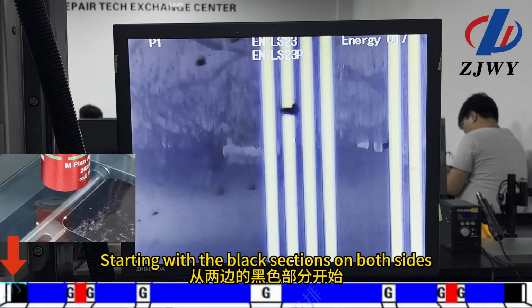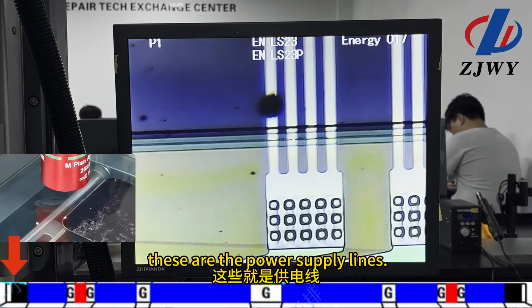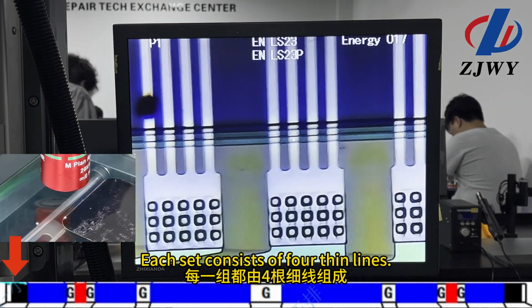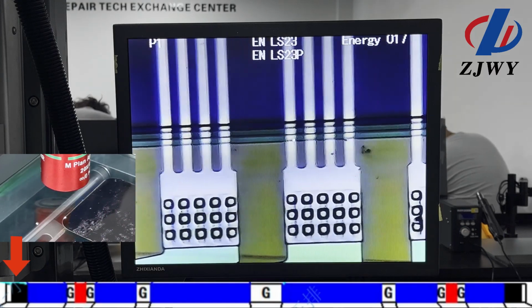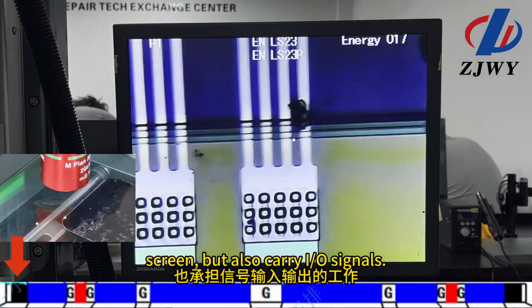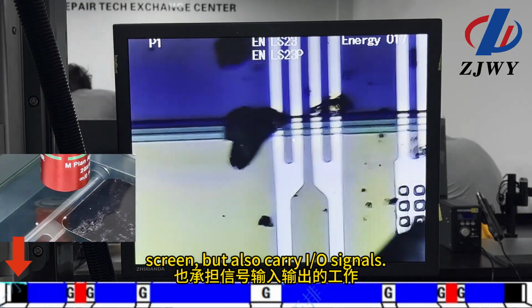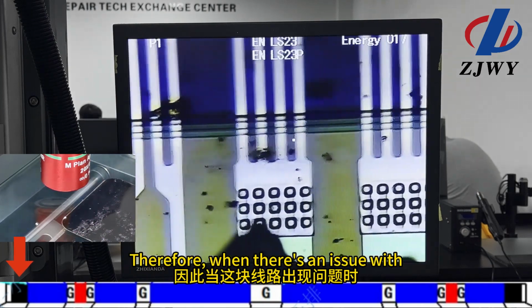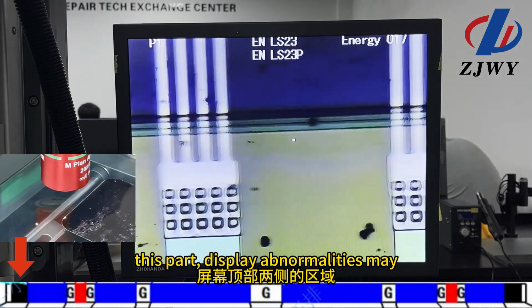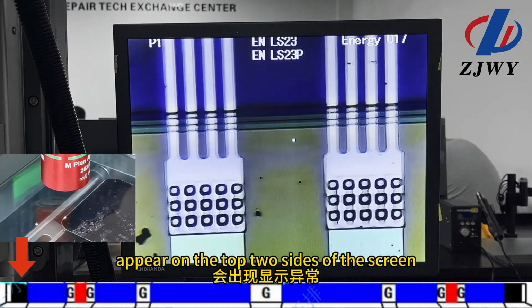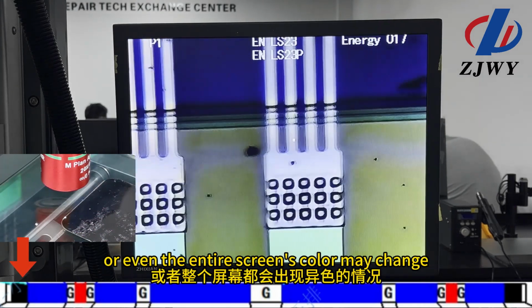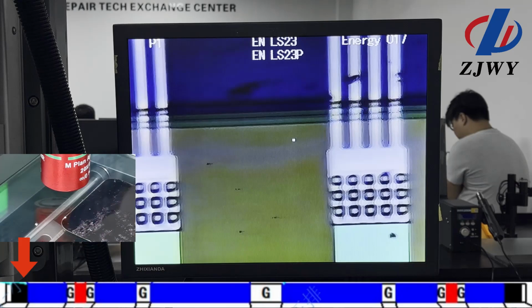Starting with the black sections on both sides, these are the power supply lines. Each set consists of 4 thin lines. They not only provide power to the screen, but also carry I/O signals. Therefore, when there's an issue with this part, display abnormalities may appear on the top 2 sides of the screen, or even the entire screen's color may change.